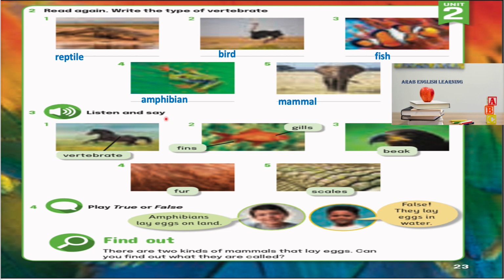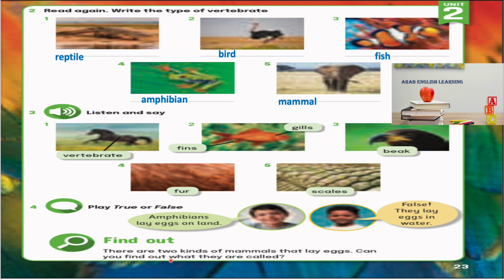Exercise 3, listen and say. 1. Vertebrate. 2. Gills. Fins. 3. Beak. 4. Fur. 5. Scales. Exercise 4. Play true or false. Amphibians lay eggs on land. False. They lay eggs in water. You can play different games on different animals with your friends.